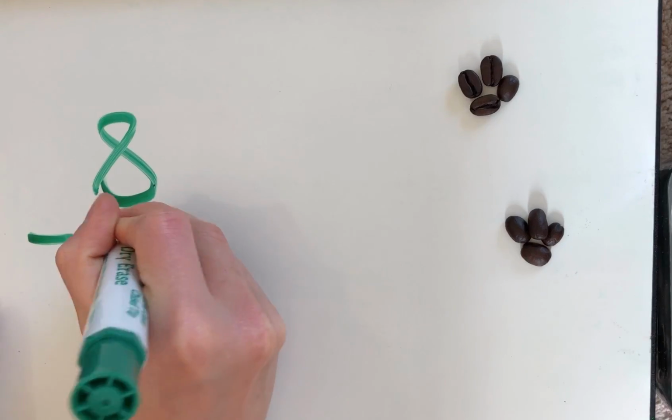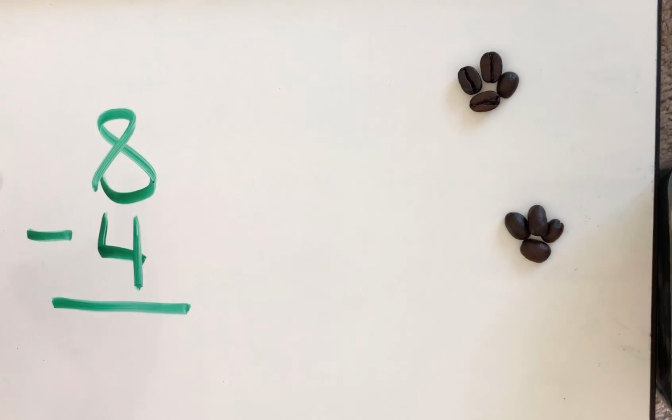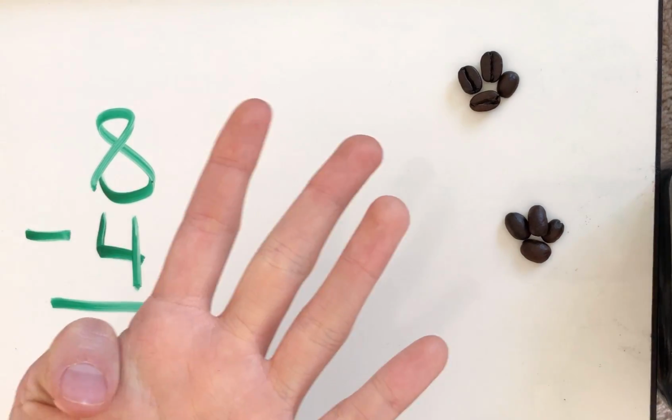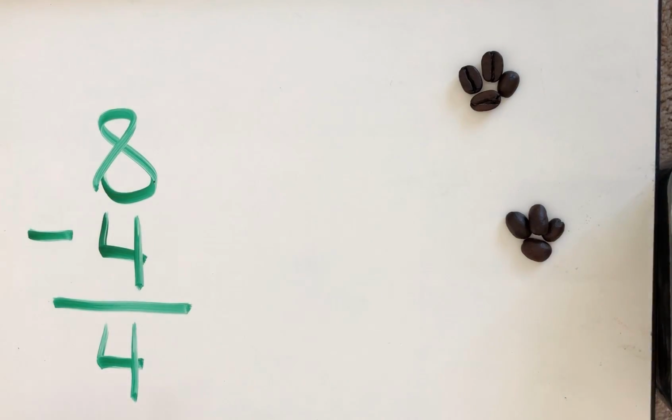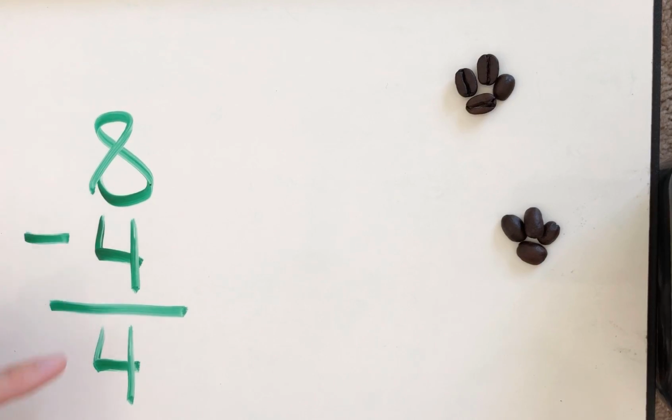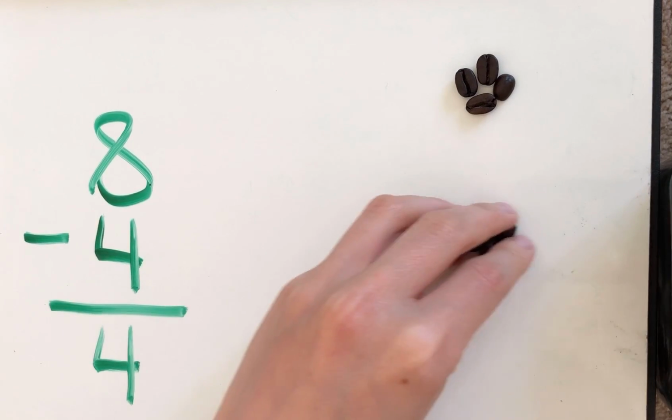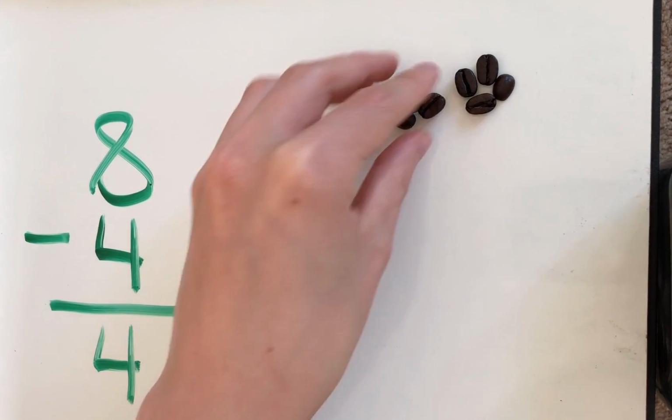So we have 8 minus 4. 8 minus 4 is 4. This is another one that you can show yourself on your hands. And so half of 8 is 4. So if you were to take away half of it, we would get the same amount. If we were to double 4, we would get 8.